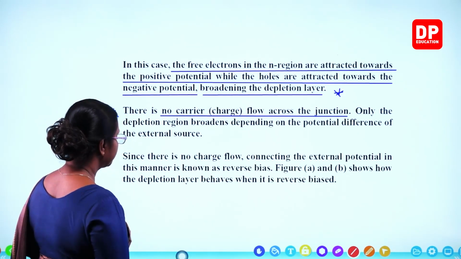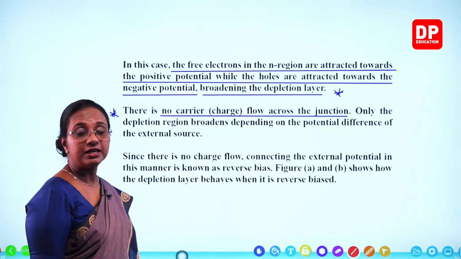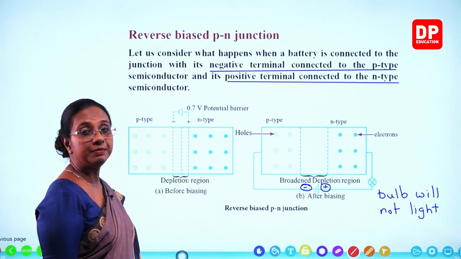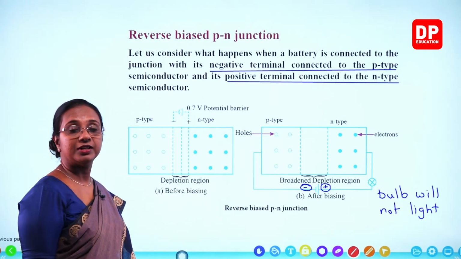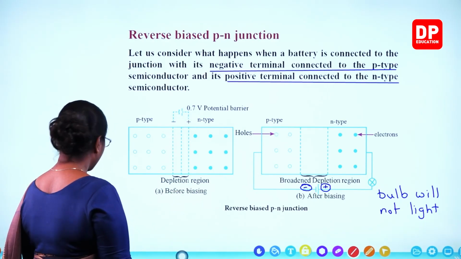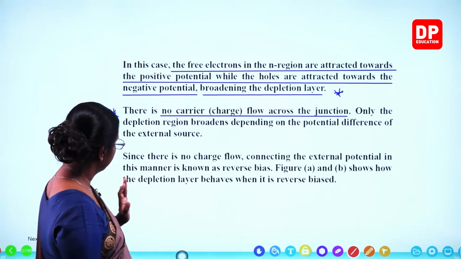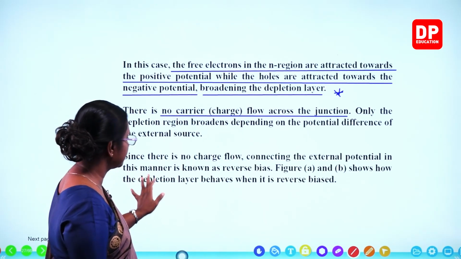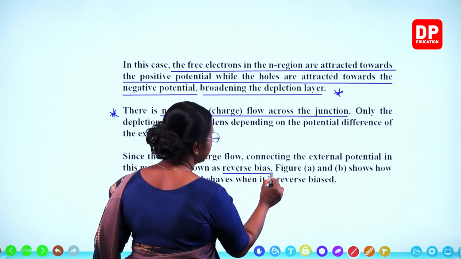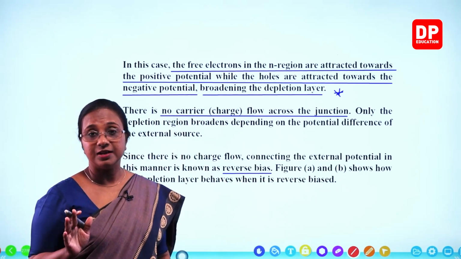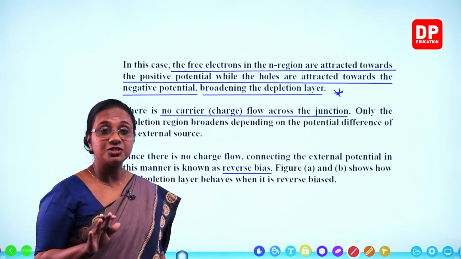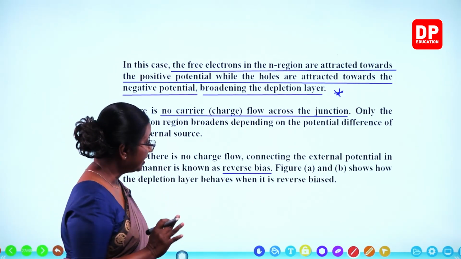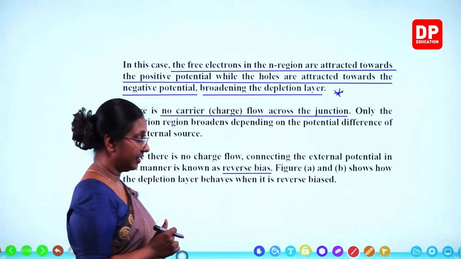Is that clear to you all? We have already seen figures A and B, before biasing and after biasing. So, since there is no charge flow, connecting the external potential in this manner is known as reverse bias. A reverse biased PN junction does not allow current to flow across it. So, with that, I'll move on to the next slide.